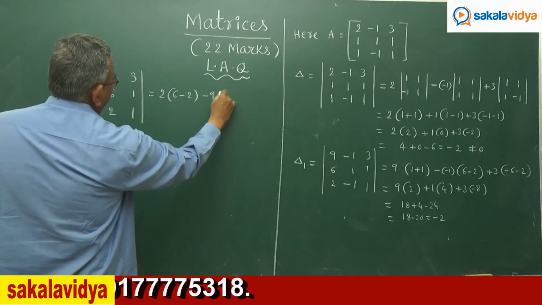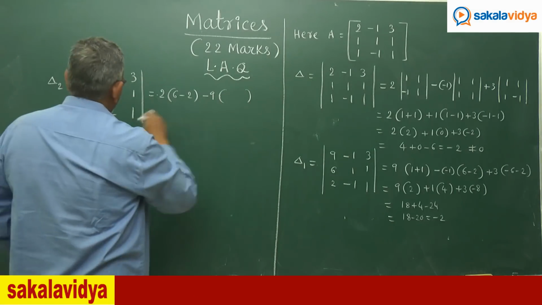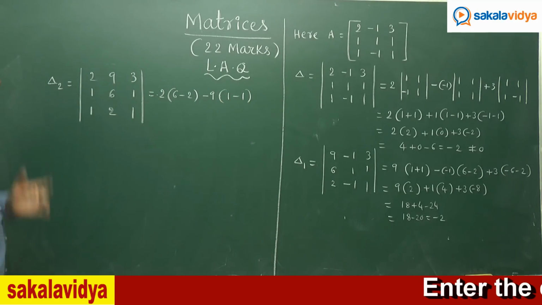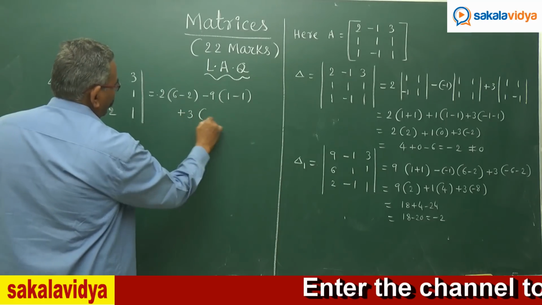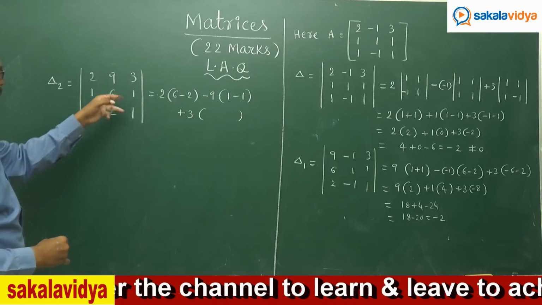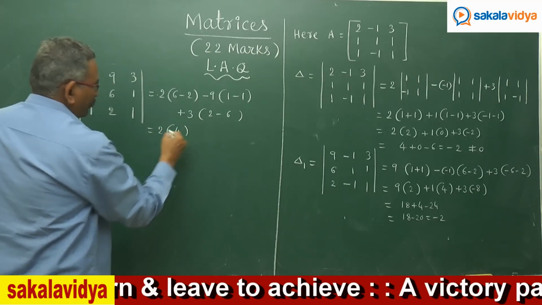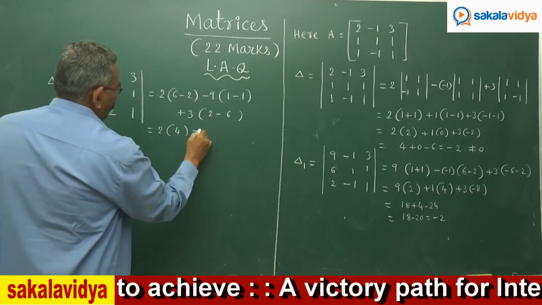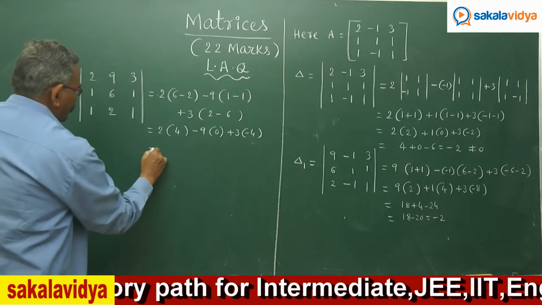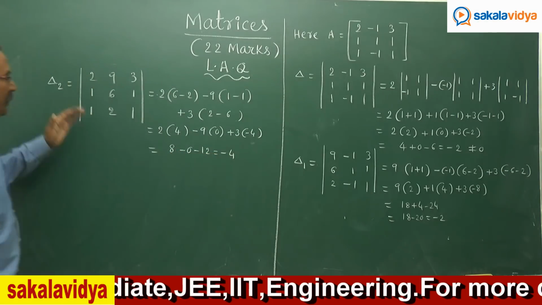2 multiplied by, deleting this row, this column, the determinant of this matrix, 6, 1, 2, 1, that is 6 minus 2. And minus 9 multiplied by, deleting this row and this column, 1, 1, 1, 1, that is 1 minus 1. It may be 0, do not worry about that part. Plus 3 times, deleting this row and this column, 1, 6, 1, 2, that is 2 minus 6. So, 2 times 4, minus 9 multiplied by 0, plus 3 times minus 4. So, 8 minus 0 minus 12, this is minus 4, delta 2.